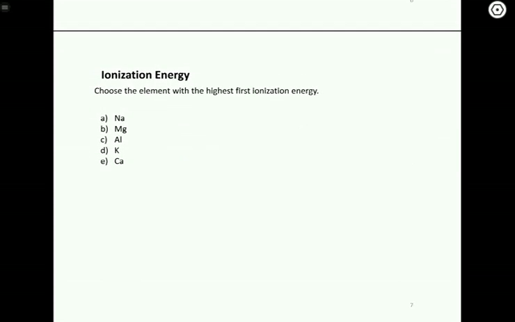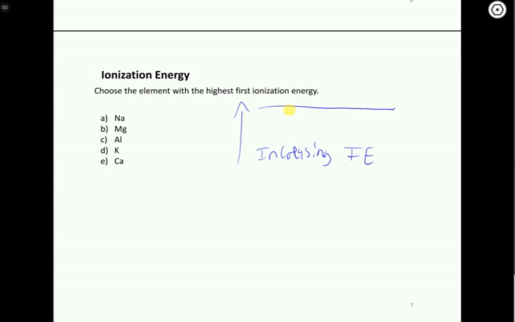All right, finally, the last one I want to go over is ionization energy. So choose the element with the highest first ionization energy. Now, we know from class that if we're talking about increasing ionization energy, the periodic trend for this is as we go up and to the right. Now, this is not a perfectly smooth trend, though, and there are some exceptions to this. So the two main exceptions we want to be aware of for ionization energy.